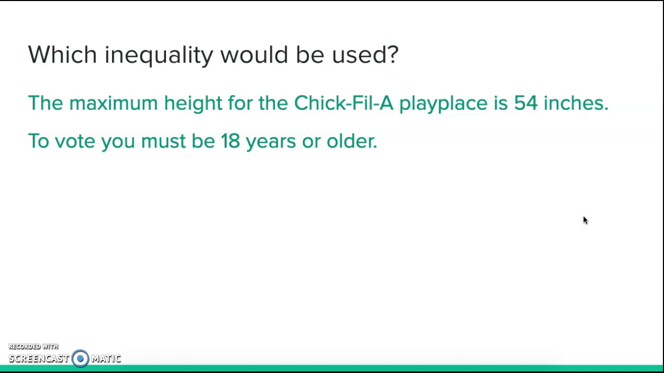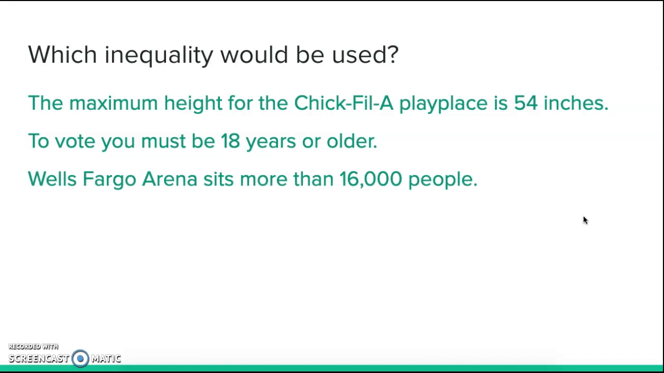This one is greater than or equal to. When you are 18, you can vote. When you are older than 18, you can vote, but anything under 18, you cannot vote. Wells Fargo Arena sits more than 16,000 people. This one is greater than. Hopefully you've picked up on this phrase. More than is another word for greater than.